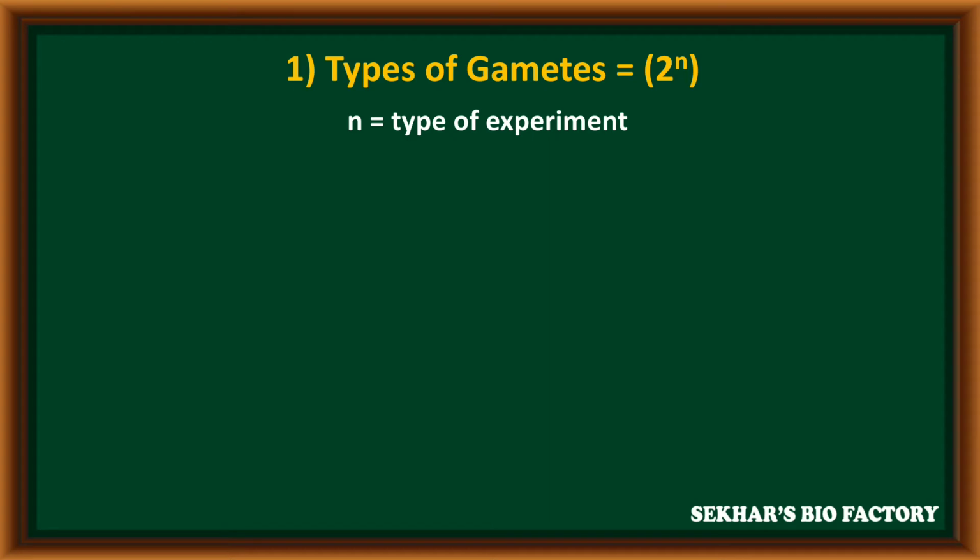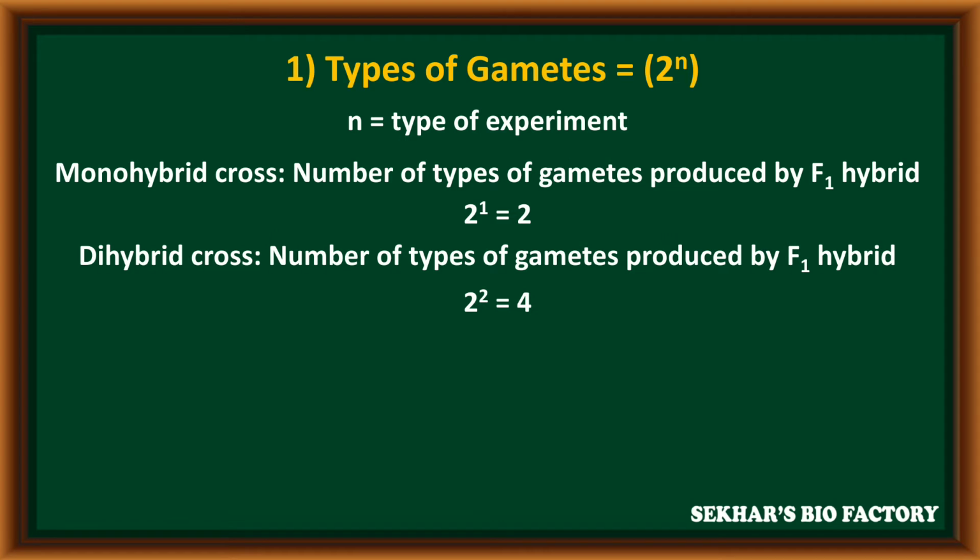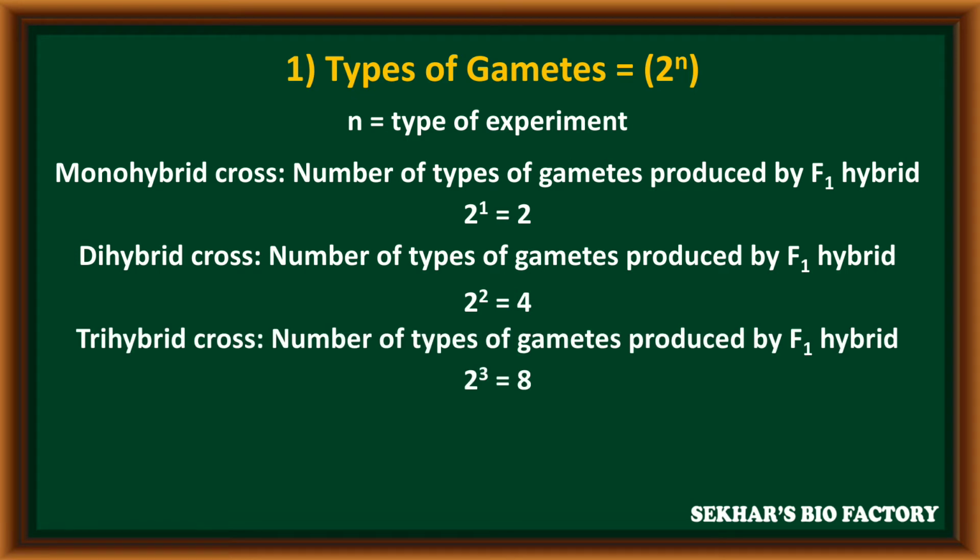In monohybrid cross experiment, the number of types of gametes produced by F1 hybrid can be calculated as 2 power 1 is equal to 2. That means in monohybrid cross experiment, the F1 hybrid can produce two types of gametes. In dihybrid cross experiment, the F1 hybrid can produce four types of gametes because 2 power 2 is equal to 4. In trihybrid cross experiment, n becomes 3.